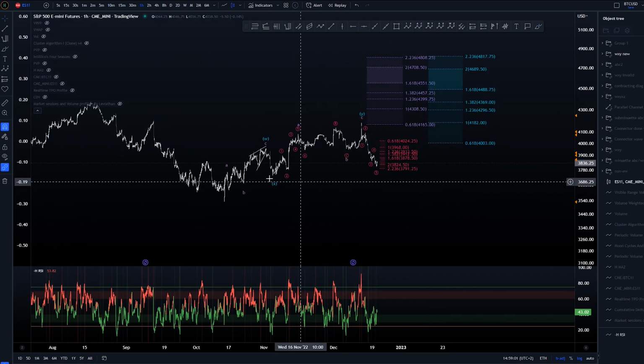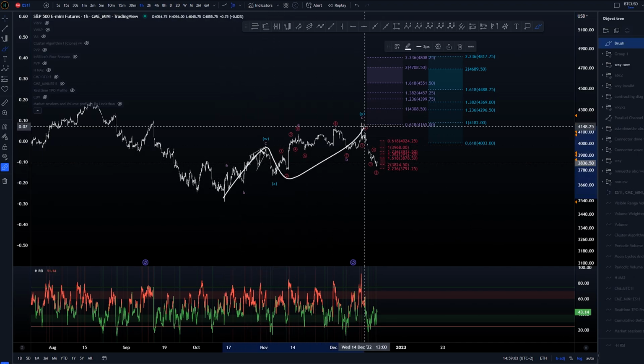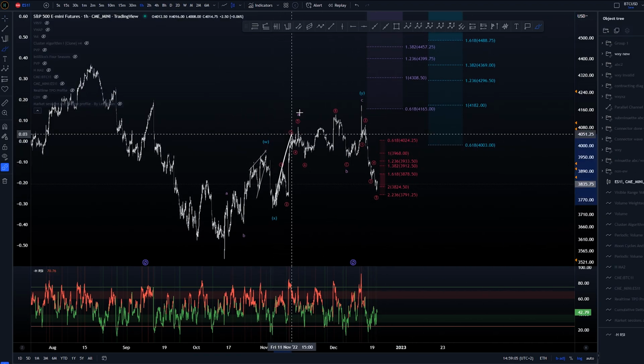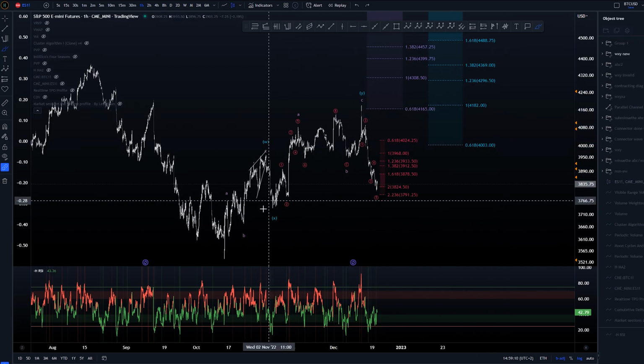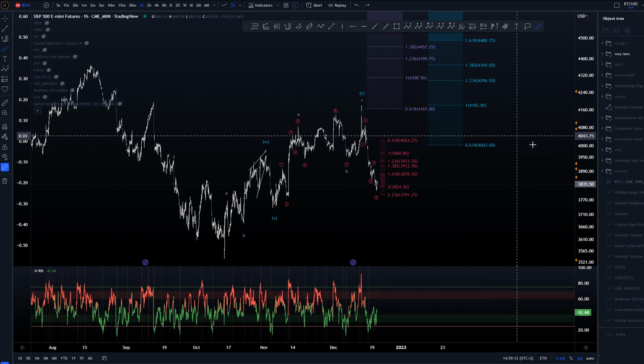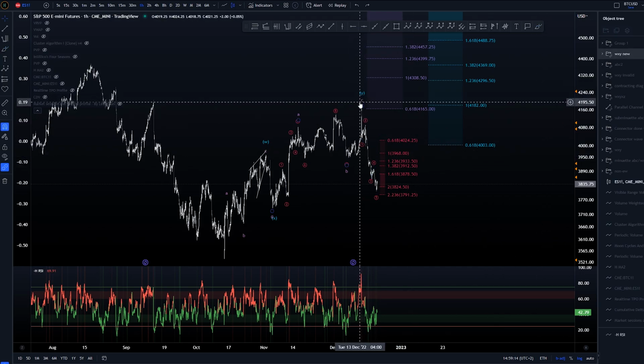In this scenario, the idea was that we had a three-way structure with a WXY and ABC in here, hitting the minimum for this ABC, but one-to-one for this WXY. So those targets are very well respected.